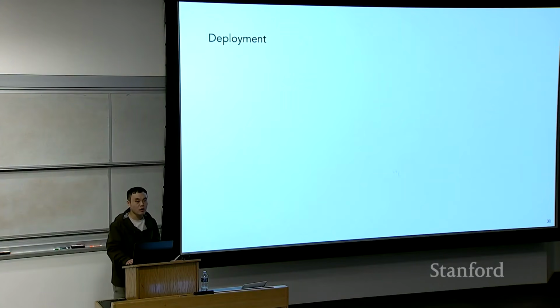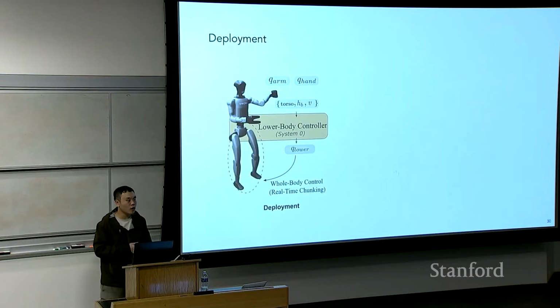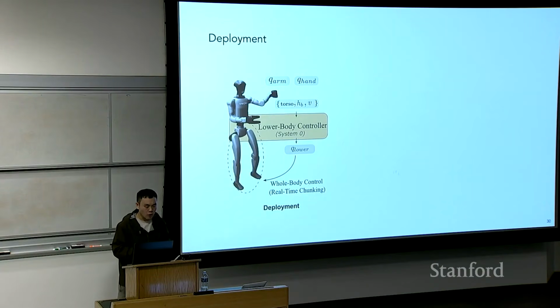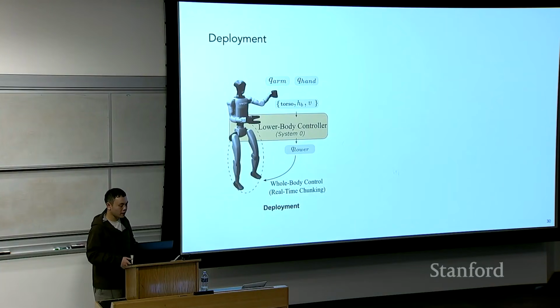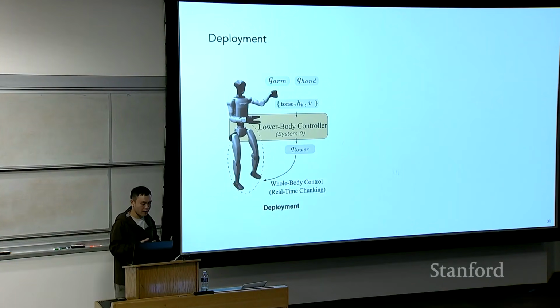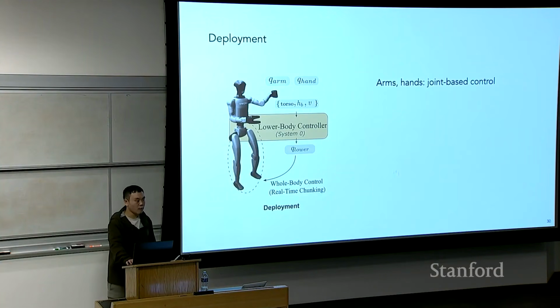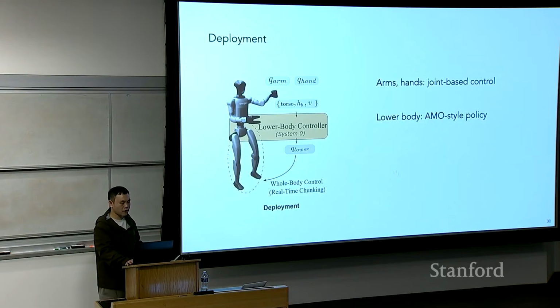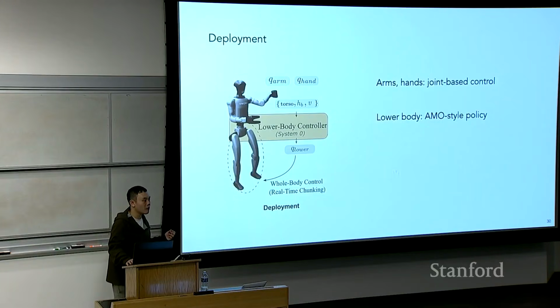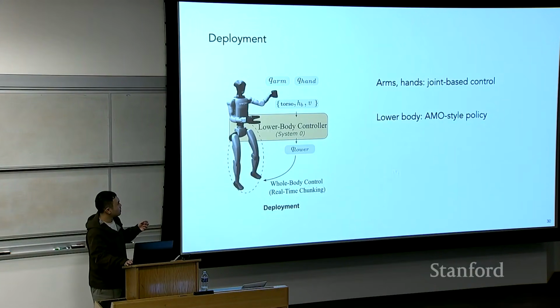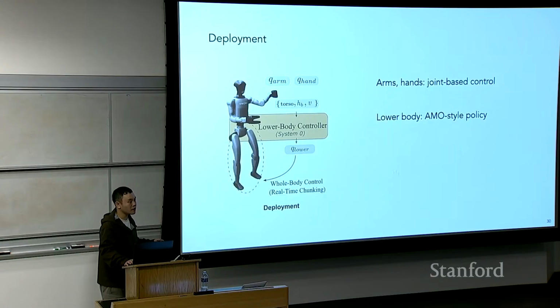And finally, in terms of deployment, we want to deploy a whole-body controller on the real robot. We control both the upper body, the arms and the hands, as well as the lower body. Basically, we want the model to perform manipulation while moving. For the arms and the hands, we do joint-based control, and for the lower body, we use an AMO-style policy, a reinforcement learning style policy to control the lower body. The VLA model outputs the commands for the arms and hands and for the lower body at the same time.